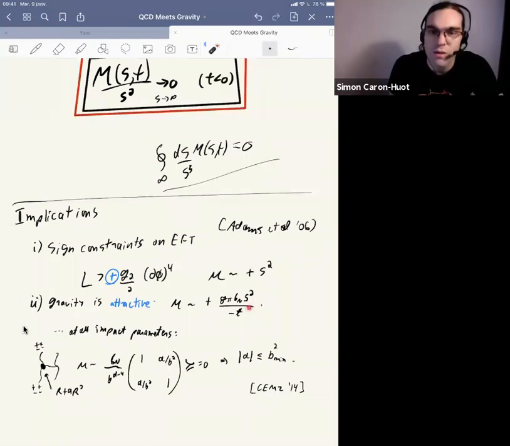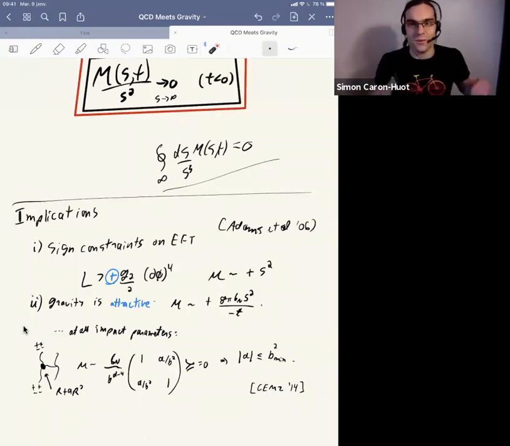And the fact that it grows like S squared means that it's captured by a sum rule like this in terms of positive things. And the sum rule converges for T negative. So this thing has to be positive, and that's the usual sign. So G Newton has to be positive. Okay? So it's beautiful.